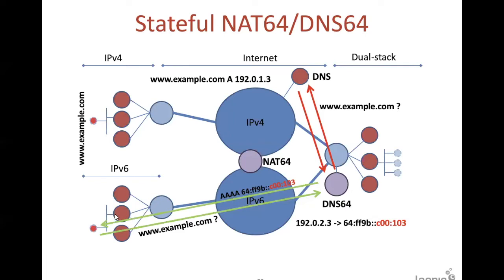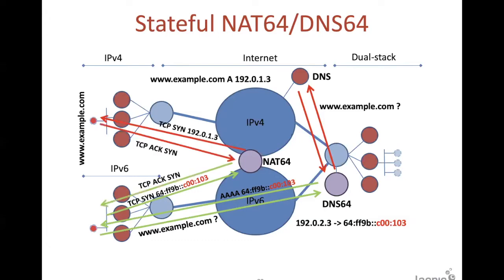The host is not even going to notice that it is connecting to an IPv4 destination. For it, it is like, I'm going to connect to this destination, which is IPv6, so everything is fine, okay? In this case, it is going to send a TCP SYN packet, it could be UDP or other traffic. This is the way NAT64 and DNS64 work.